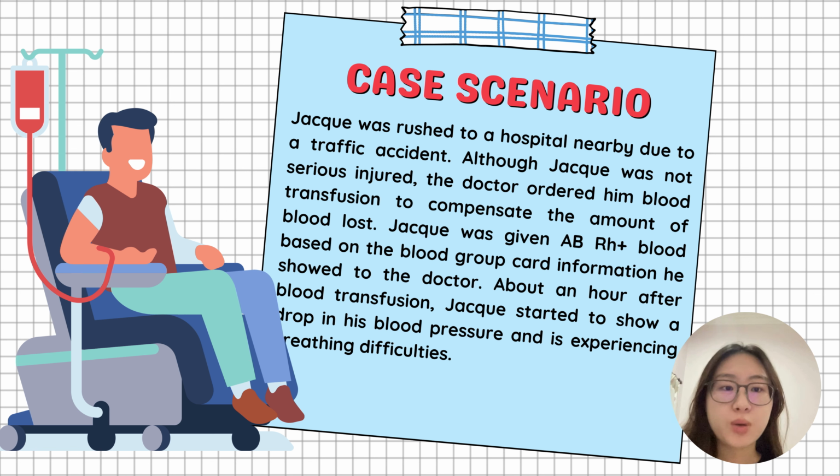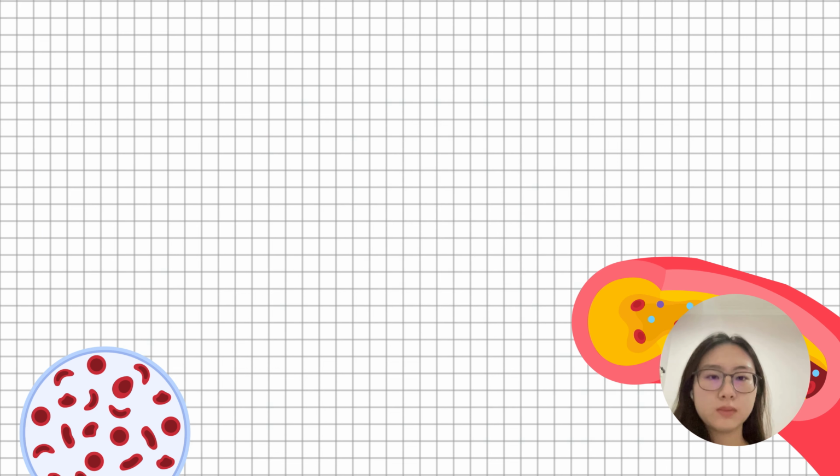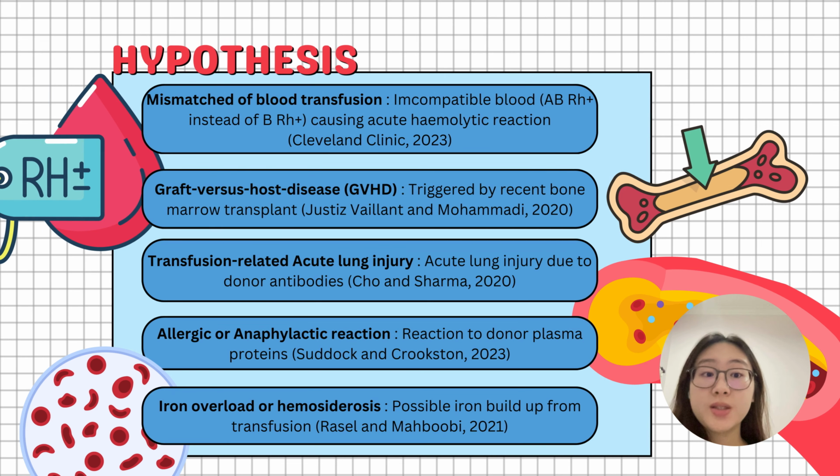This case explores possible causes, including blood group incompatibility or immune-related transfusion reactions. Jack may have experienced a mismatched blood transfusion where he was mistakenly given AB-Rh positive blood instead of his actual B-Rh positive blood type. This incompatibility could have triggered an acute hemolytic reaction where the immune system attacks the transfused red blood cells, leading to symptoms such as low blood pressure and breathing difficulties.